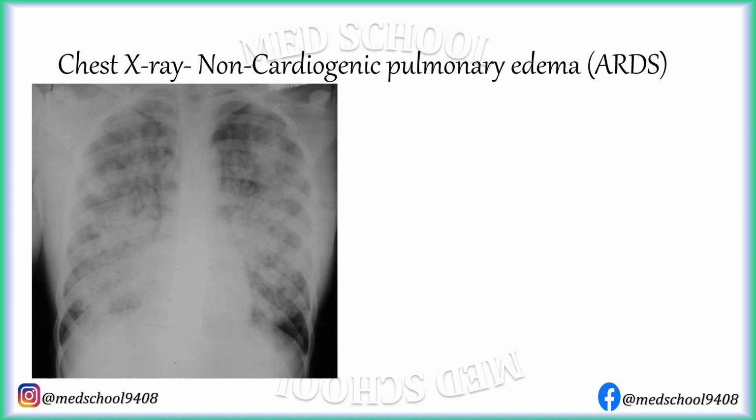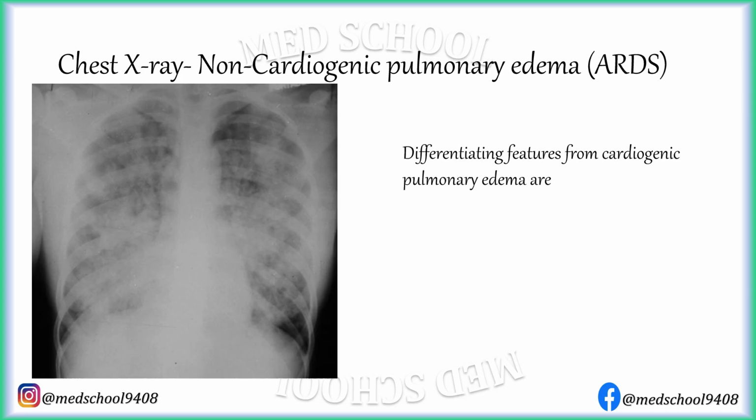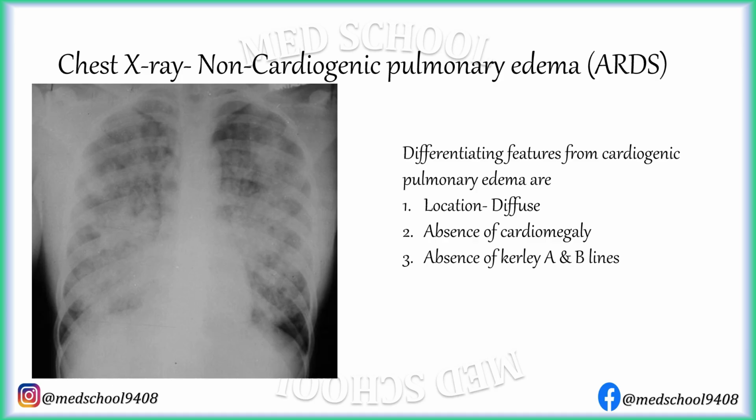Non-cardiogenic pulmonary edema is commonly called acute lung injury or acute respiratory distress syndrome, depending on PO2 to FiO2 ratio. Let's see how it differs from cardiogenic pulmonary edema. So, differentiating features are its diffuse location, absence of cardiomegaly, absence of Kerley A and B lines, and pleural effusion is uncommon in non-cardiogenic pulmonary edema. But I want to emphasize here that none of these differentiating features is absolute. So one needs to take the patient's clinical profile, 2D echocardiography and other lab investigation results into account before making this differentiation.